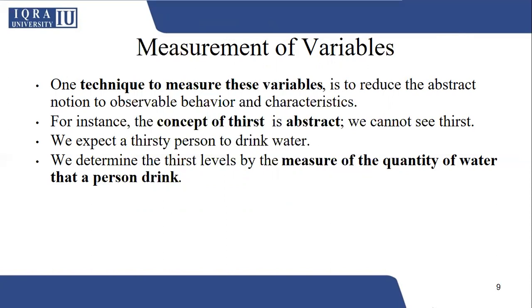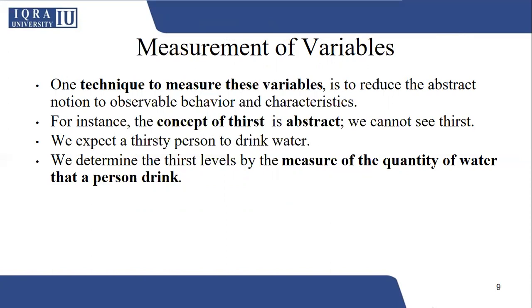For instance, the concept of thirst is abstract. That is, we cannot see thirst. We expect a thirsty person to drink water. We can determine the thirst level by the measure of quantity of what that person drinks. How many glasses of water that person drinks? If he's thirsty, he might drink 3 glasses. If he's very thirsty, he may drink maybe more than 3 glasses. Well, 1 glass of water can easily quench the thirst. But if the person is very, very thirsty, then he may increase the level of glasses.